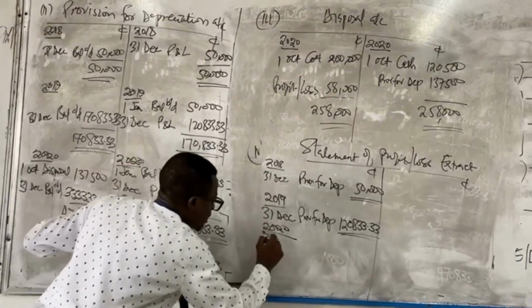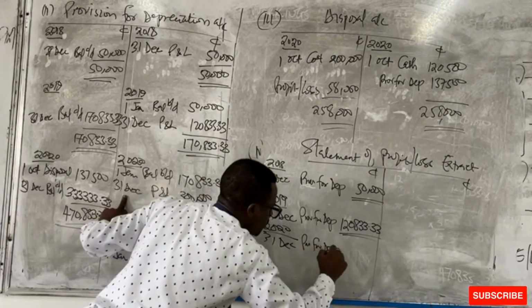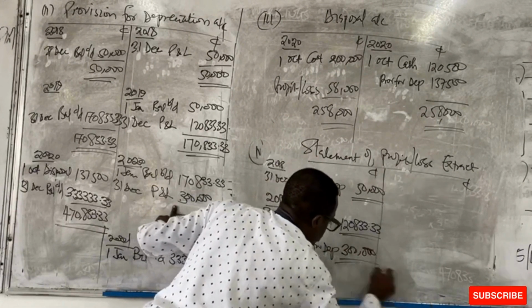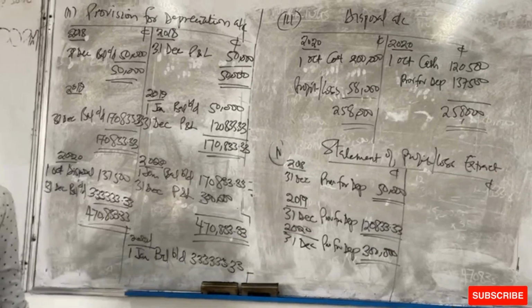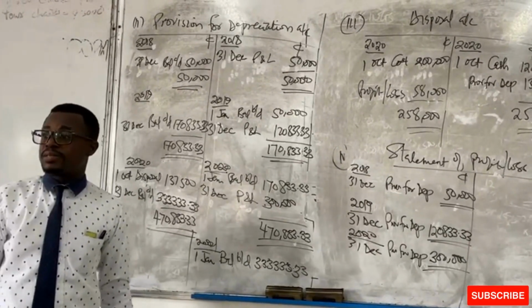Again, 31st December, right? Provision for depreciation. What's the figure? 300,000. We close it off. That is the statement of financial position extract. Are we good?